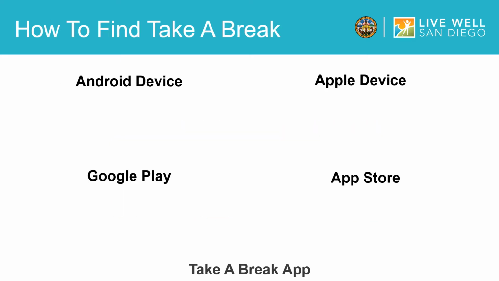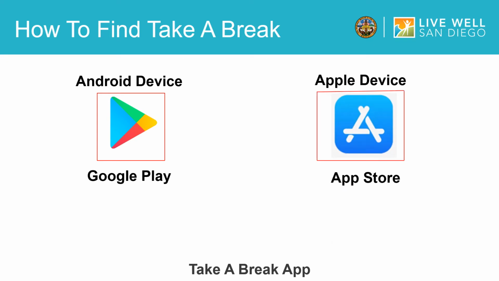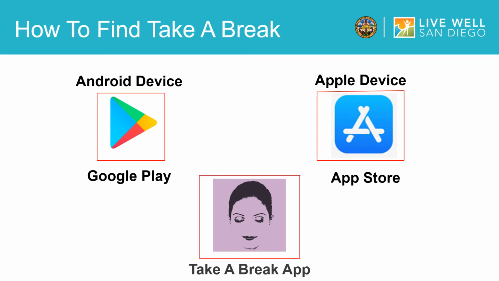Today we will be using the Take a Break application. You can download the app from Google Play Store if you're an Android user, or the App Store if you're an iPhone or iPad user. Once you have opened either the Google Play or App Store, search for the Take a Break app. As you can see here, it's a purple icon, and install it to your device. After it's finished installing, tap the button labeled Open to begin using the app.